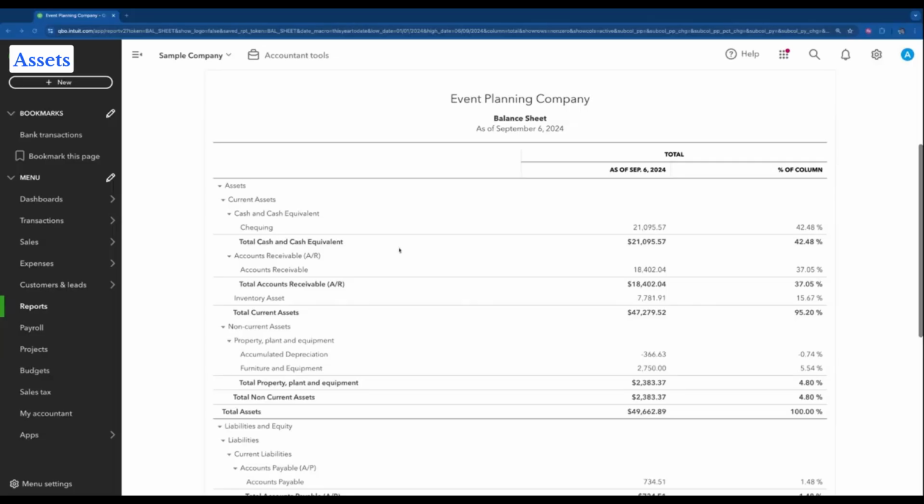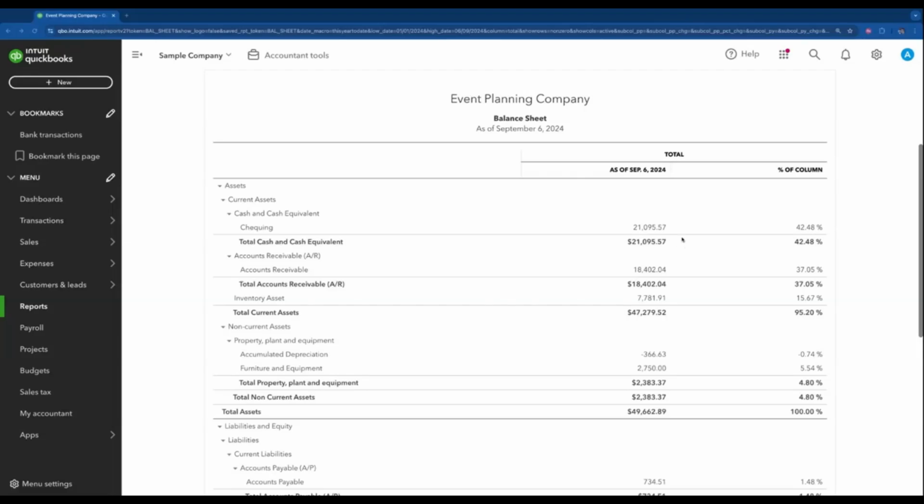So looking at the cash position, this company has $21,095.57 in cash right now. It looks like their business checking account makes up almost half, 42.48% of the company's total assets. So it looks like there's a healthy amount of cash on hand. This means that this event planning company can cover their short-term expenses.